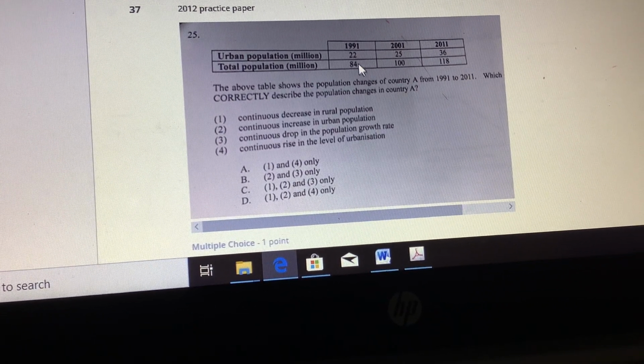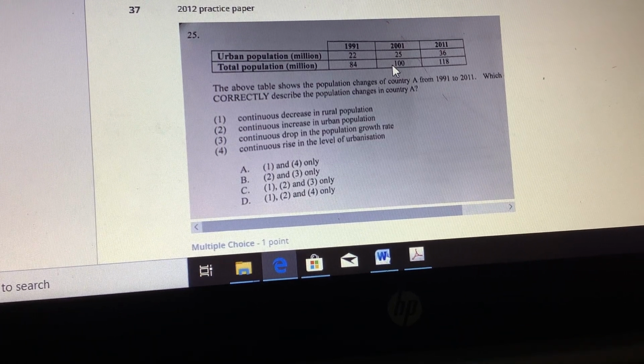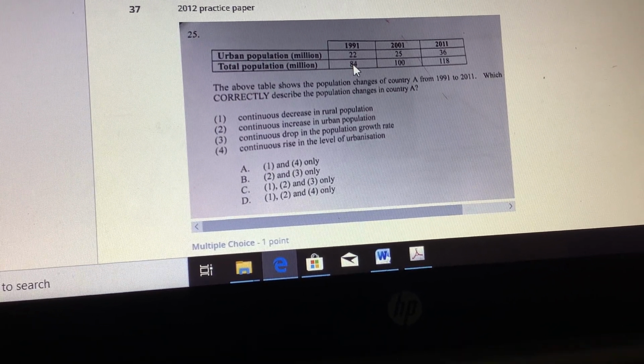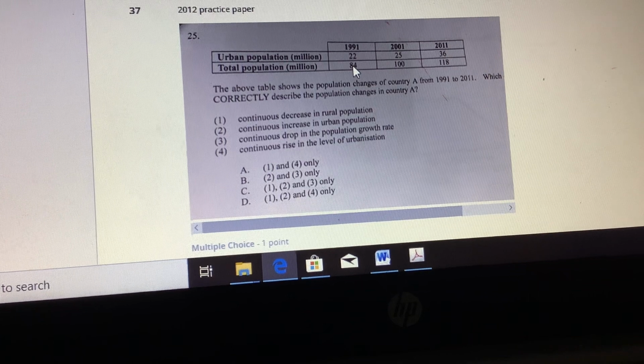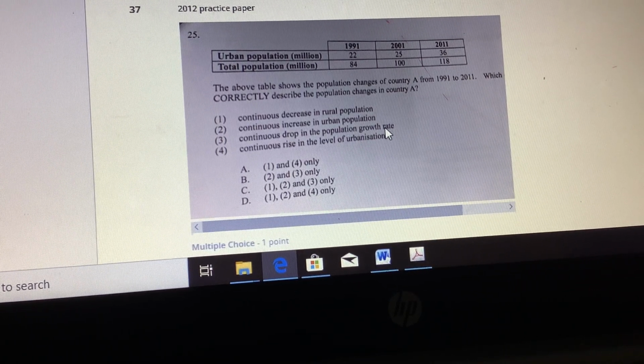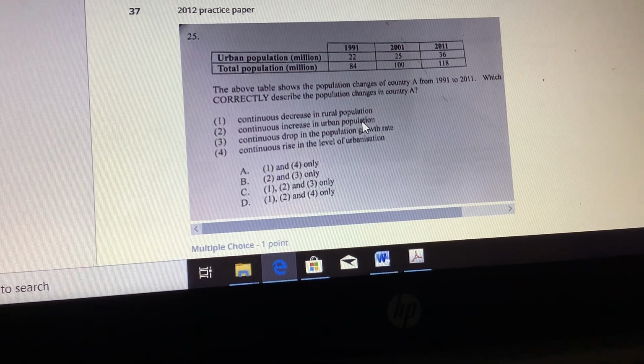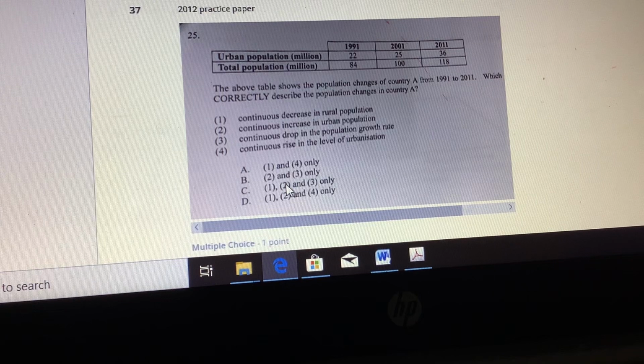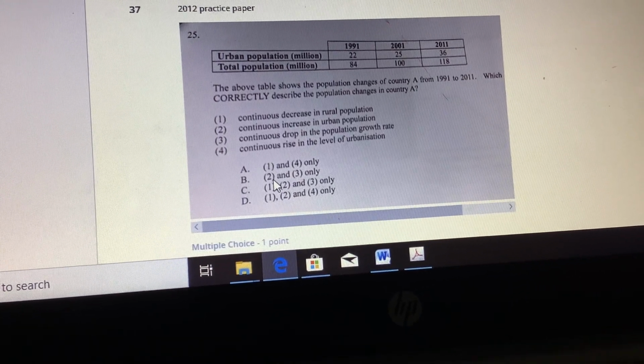A continuous drop of the population growth rate. Let's see, right here, which is increased 16. This one is 18, but you have to divide by the original figure. How about the, let's leave it first. Okay, number 2 is correct, so pick this up, and number 1 is wrong. Wow, actually it's very obvious.